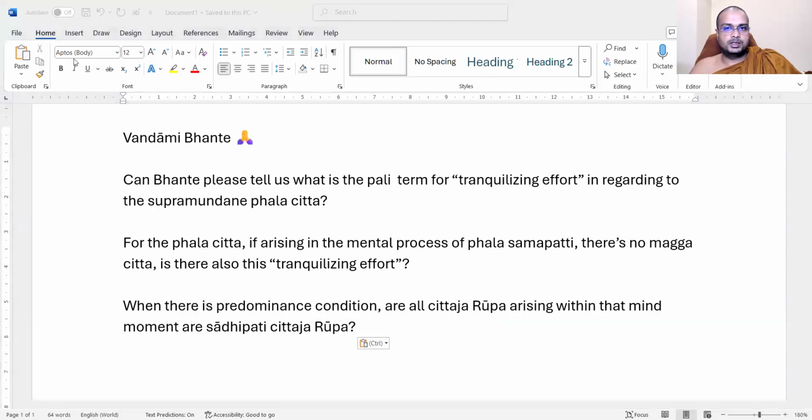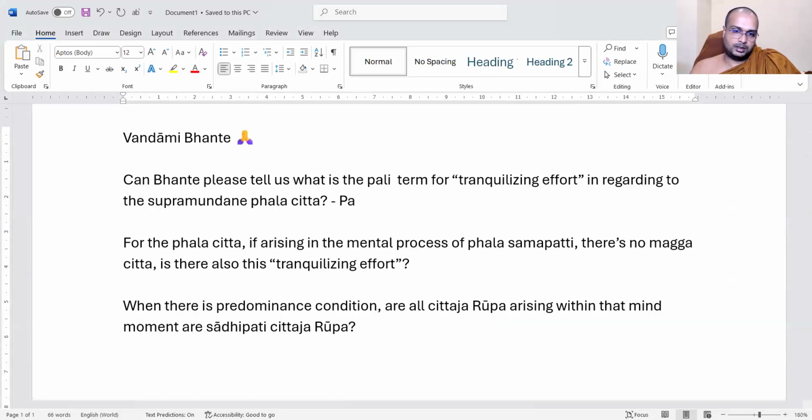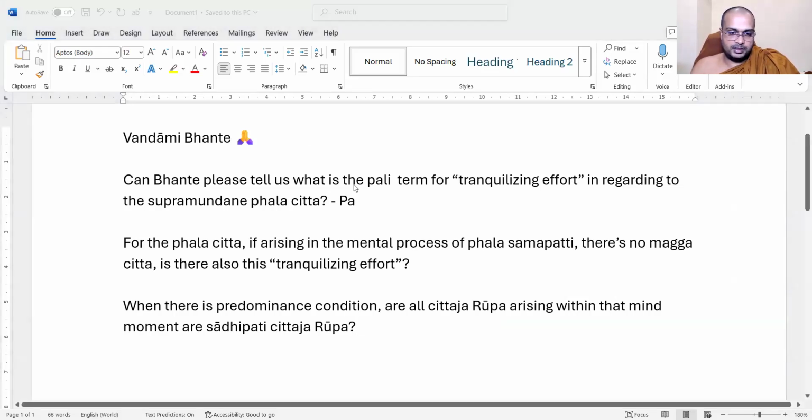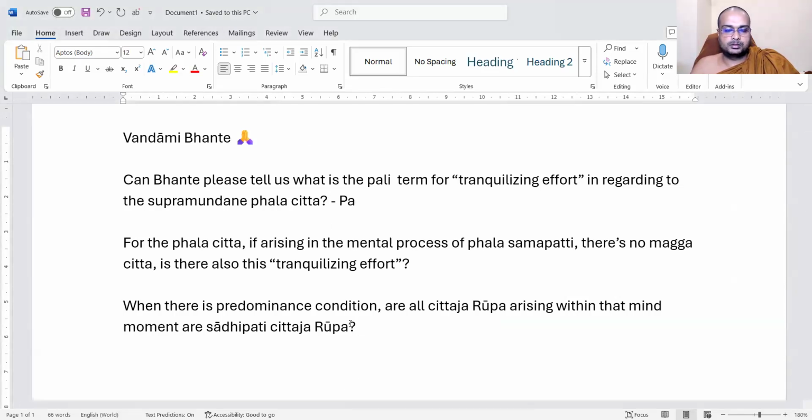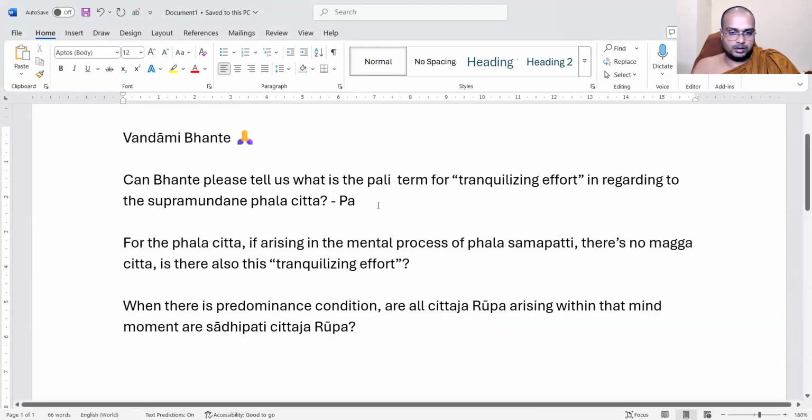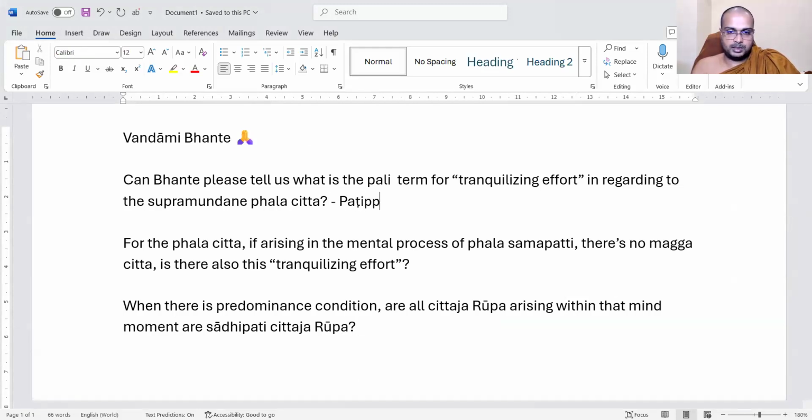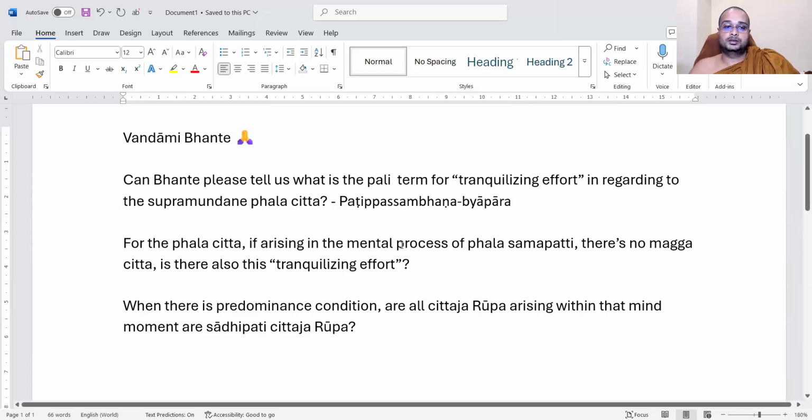So the question for Bante: please tell us what is the Pali term for tranquilizing effort in regard to the supramundane Phala Chitta? I already included this one in the note, of course. It's called Paṭṭhāna-Pañhāvara. Okay, please translate this one.